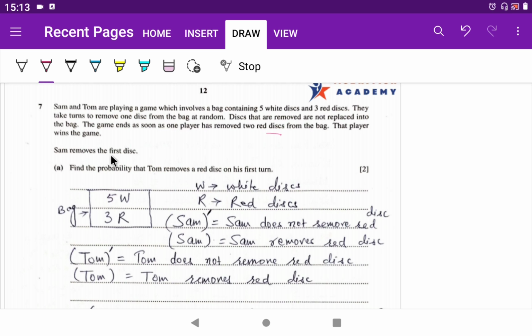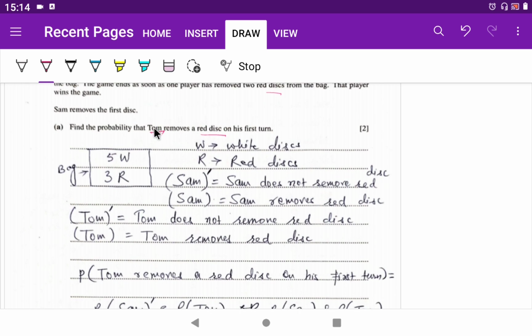Sam will remove first. Find the probability that Tom removes a red disc on his first turn. Here W is a white disc and R is a red disc. Sam dash means Sam does not remove a red disc, and Sam means Sam removes a red disc. Tom dash means Tom does not remove a red disc, and Tom means Tom removes a red disc. But we need to find the probability that Tom removes a red disc on his first turn.